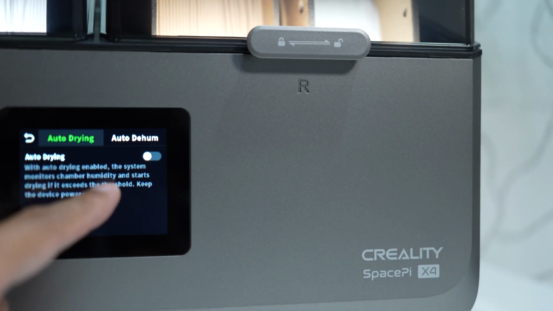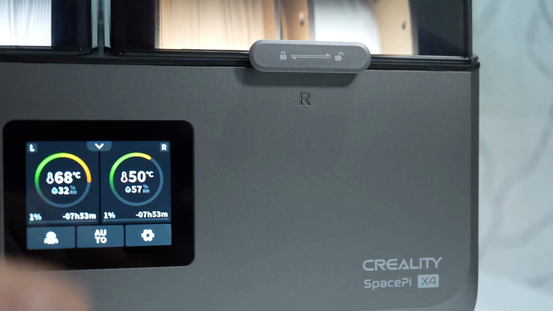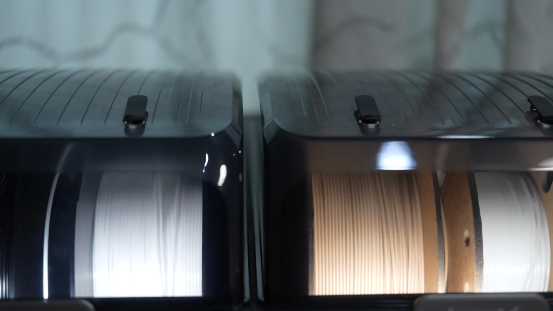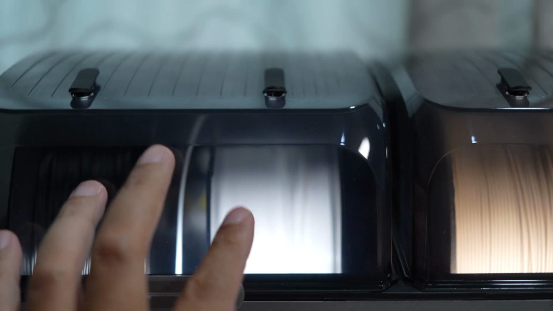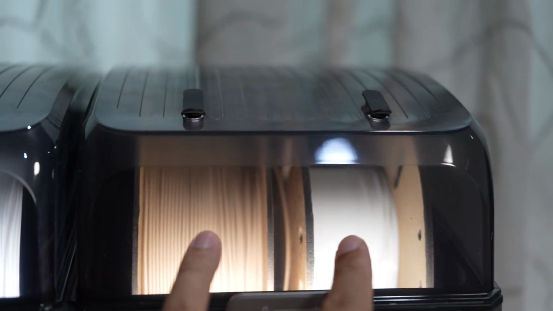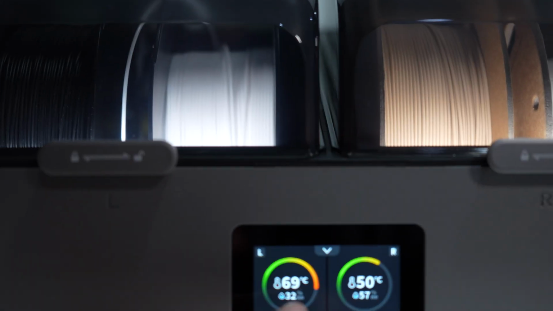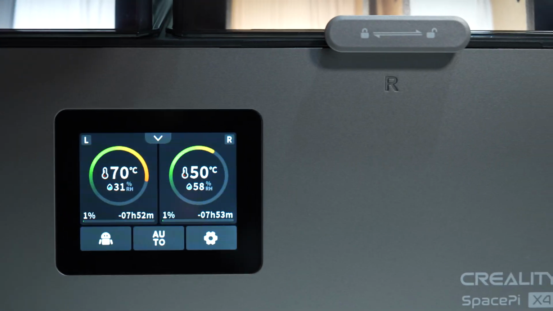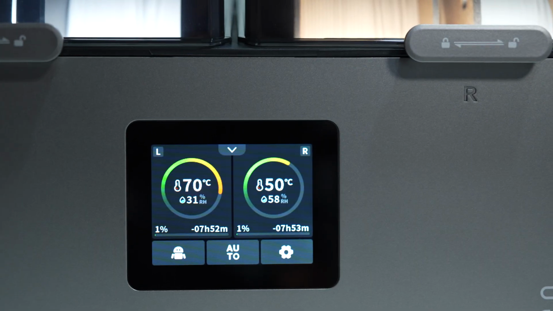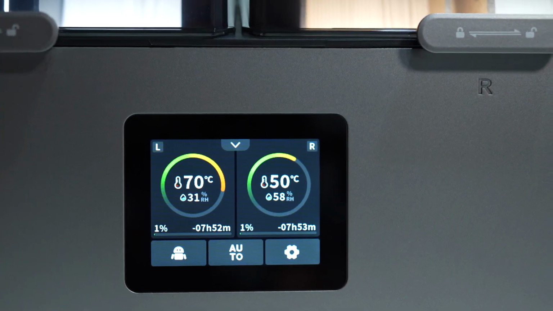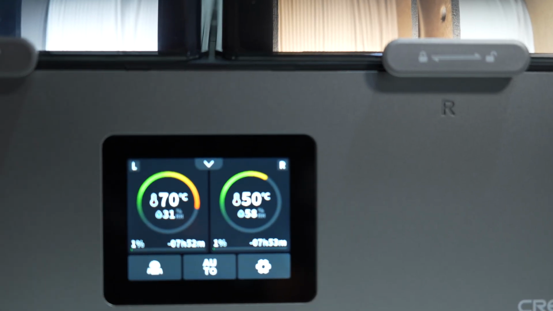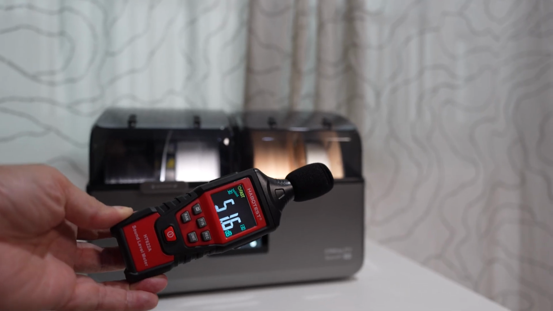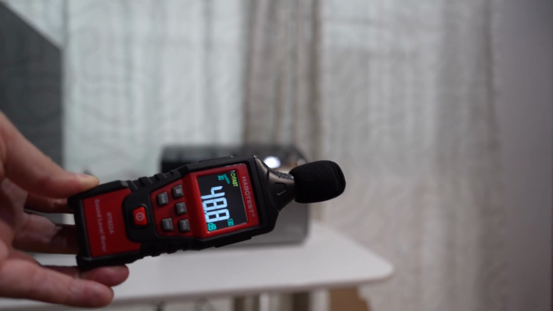And for the auto drying, I turn it off because now I'm going to dry these four rolls of filament. These two rolls are about 1 month old, and these two rolls are over a year old. I haven't dried them yet. So on the left now we have 69 degrees, and on the right we have 50 degrees Celsius, which is the maximum temperature for the PLA. The humidity on the left is much lower at 31%, and on the right it is 58%.